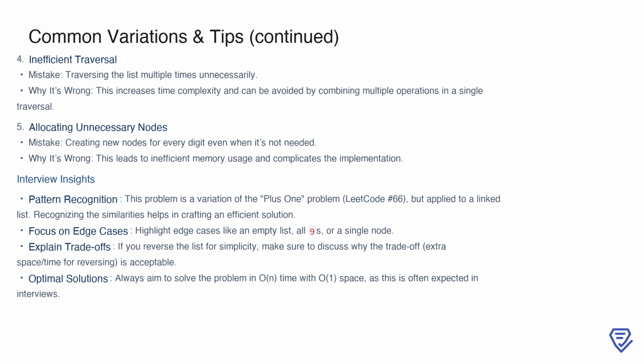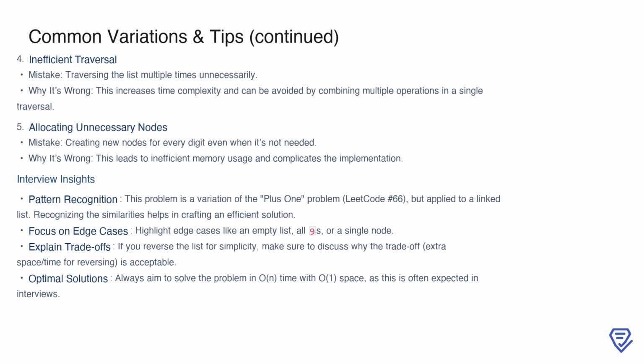Inefficient traversal is another potential pitfall. If your solution involves traversing the list multiple times unnecessarily, it increases time complexity. This can often be avoided by combining operations into a single traversal. Additionally, allocating unnecessary nodes is a mistake to avoid. For instance, creating new nodes for every digit, even when it's not required, leads to inefficient memory usage and makes the implementation overly complex.